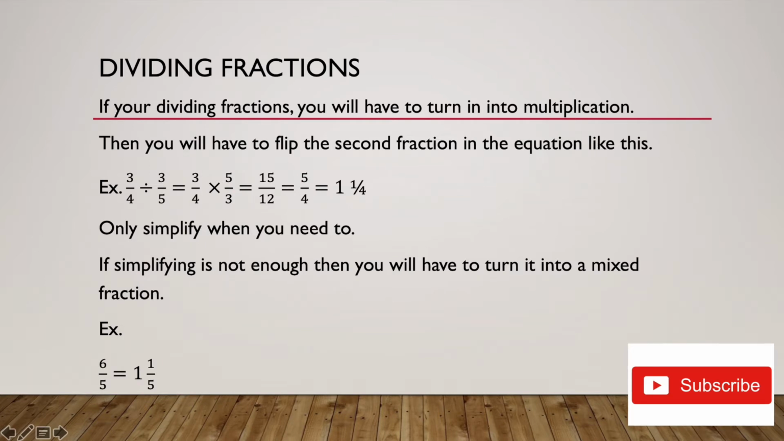You may simplify it already, but to make everything clear, I'll do the whole thing. So 3 times 5 is 15, 4 times 3 is 12, and then you have to simplify because this is an improper fraction. This thing, 15/12, will be turned into 5/4, but it's still not enough, and then you have to change it to 1 and 1/4.